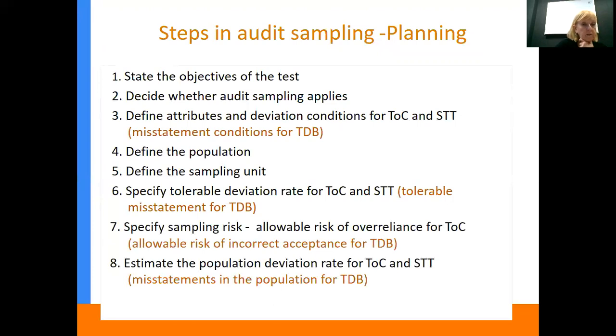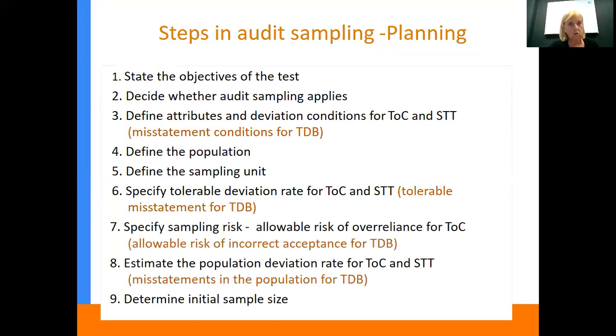I then have to specify sampling risk, or my risk of over-reliance for tests of controls or incorrect acceptance for tests of details of balances. I have to estimate the population deviation rate or the misstatements in the population. And finally, I determine my initial sample size. So I've gone through all those 8 steps simply to work out how big a sample I have to take and where I'm going to take it from. Okay, so that's the planning. That's what I do before I do anything else.